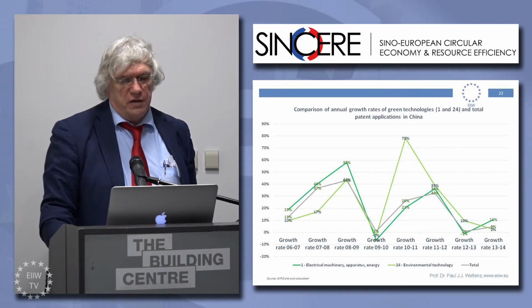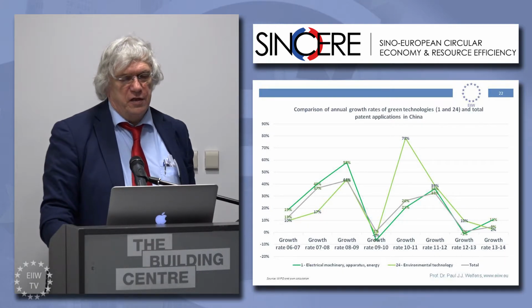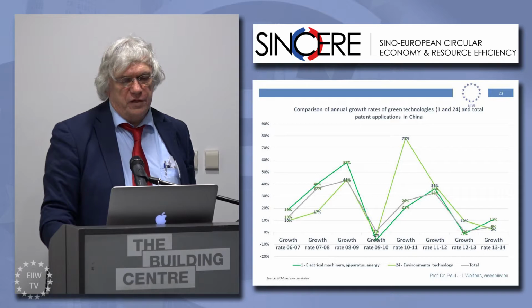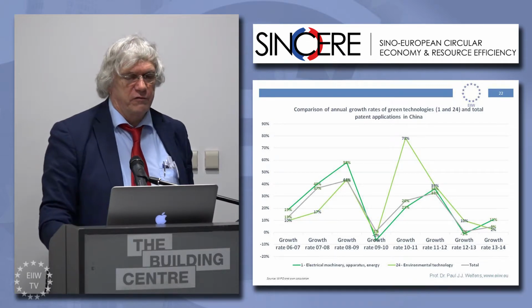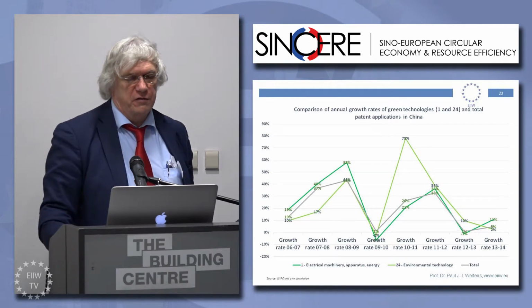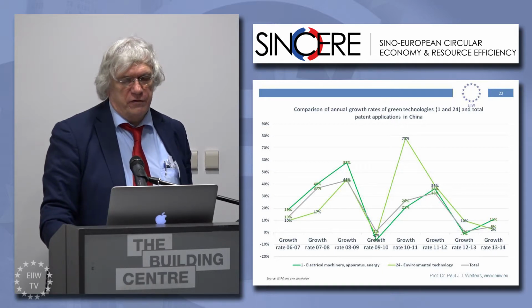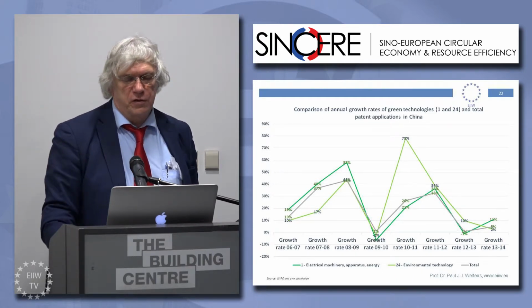One aspect which is, I think, very important here for China, and I find this also encouraging, is that at least the growth rate of patent applications in, let's say, environmentally friendly sectors or activities here in China, you see this is above the average for the total, which is the gray line. So the green lines, at least one of the green lines is above.